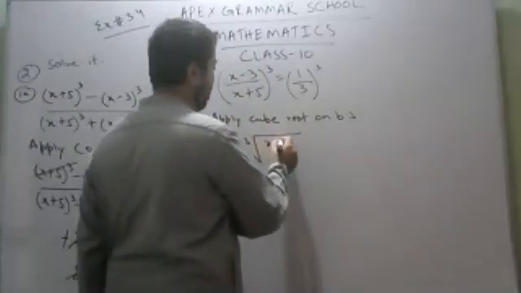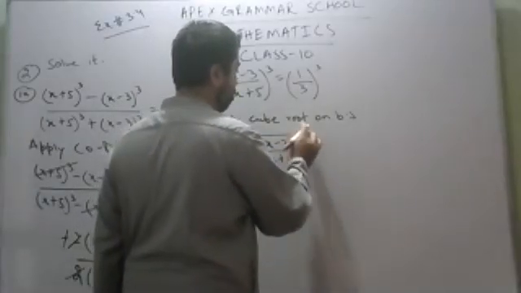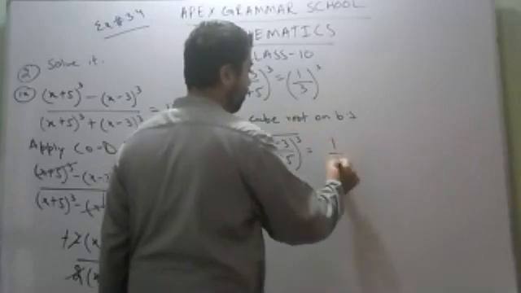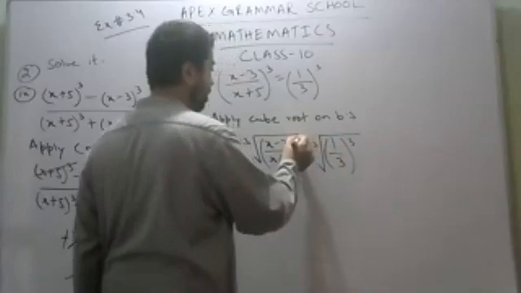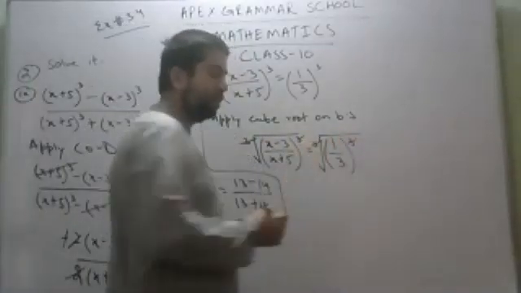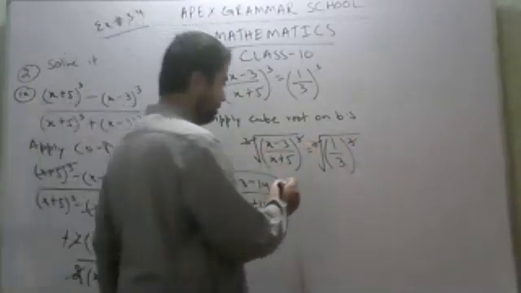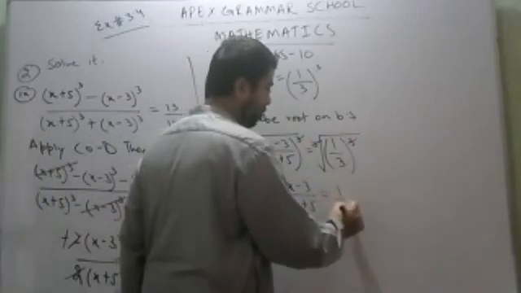After that, x minus 3 divided by x plus 5 whole cube is equal to 1 over 3 whole cube, and this will be cube root. This 3 cancels with this 3. This 3 also cancels with this 3. And you are left with x minus 3 over x plus 5 is equal to 1 over 3.